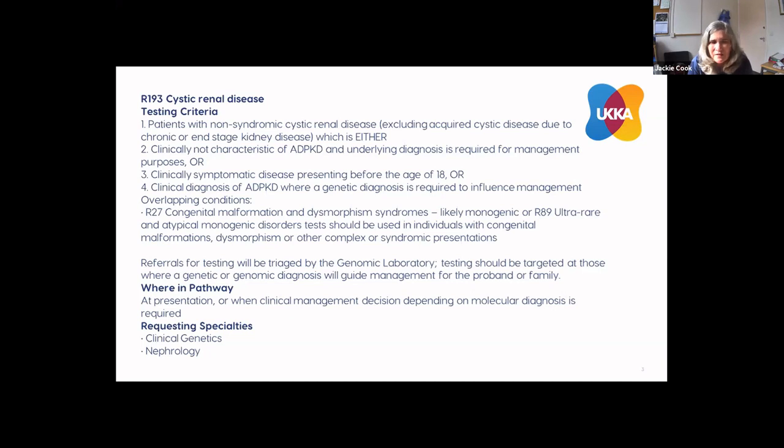And then the final group, where at the moment genetic testing is indicated, is where a genetic diagnosis is required to influence management. And I'll come on to some examples of where that might be the case. So as I've said before, those are the criteria for non-syndromic cystic disease. If there is a syndrome, then you would need to have a look at the directory and just see if there is a gene panel or a gene test that is more appropriate for the diagnosis that you think it's probably going to be.